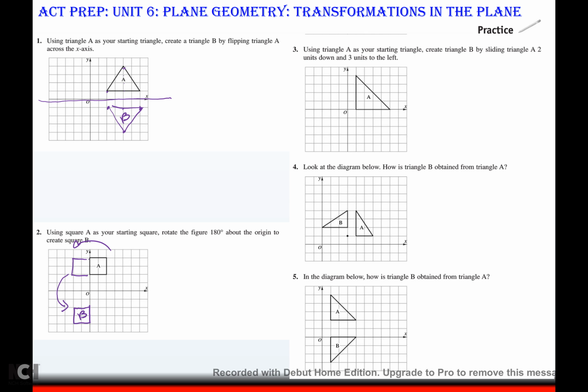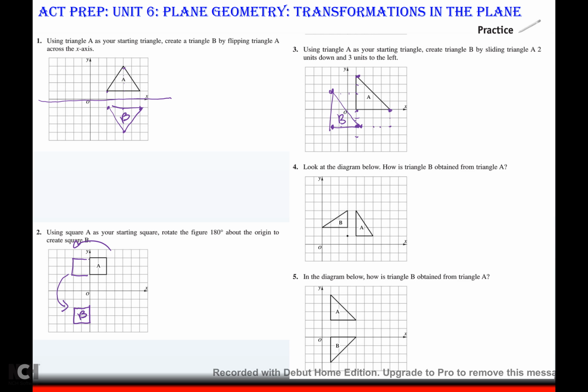Number 3, it says, using triangle A as your starting triangle, create triangle B by sliding triangle A 2 units down and 3 to the left. So if I start with my top point, I want to go 2 units down, 1, 2, and 3 units left, 1, 2, 3. Take this point, 2 units down, and 3 to the left. 1, 2, 3. And then this point, 2 down, 3 over, redraw it, and there would be triangle B.